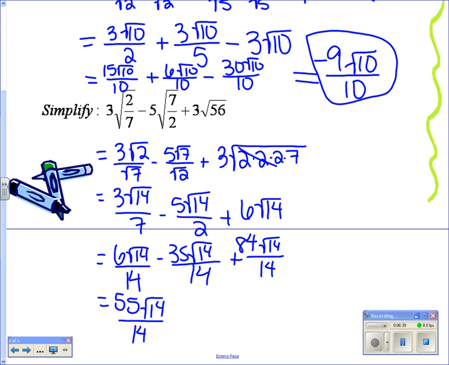Do you agree? Any part that I need to go over? None? Squared what? 84. This is just 6. So I want to make it over 14. So 6 times 14 gives me 84 over 14. Any other questions? None? Okay.